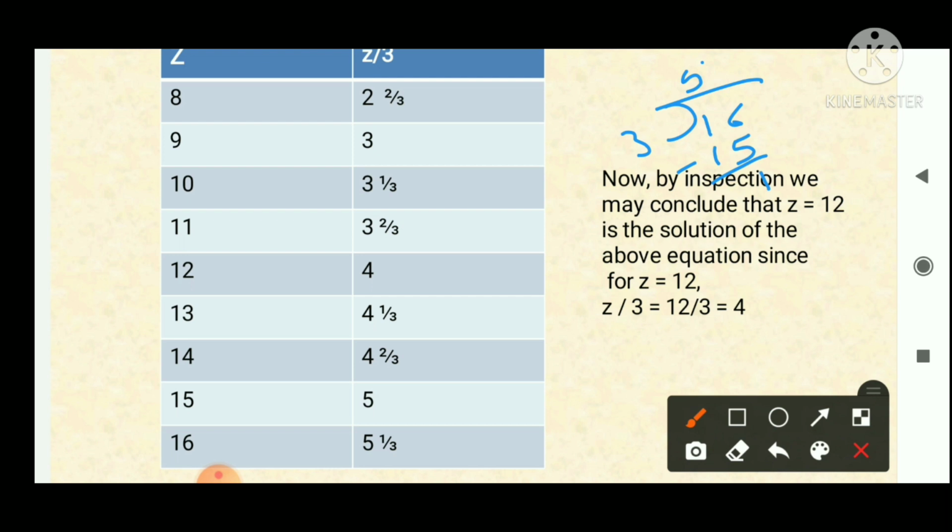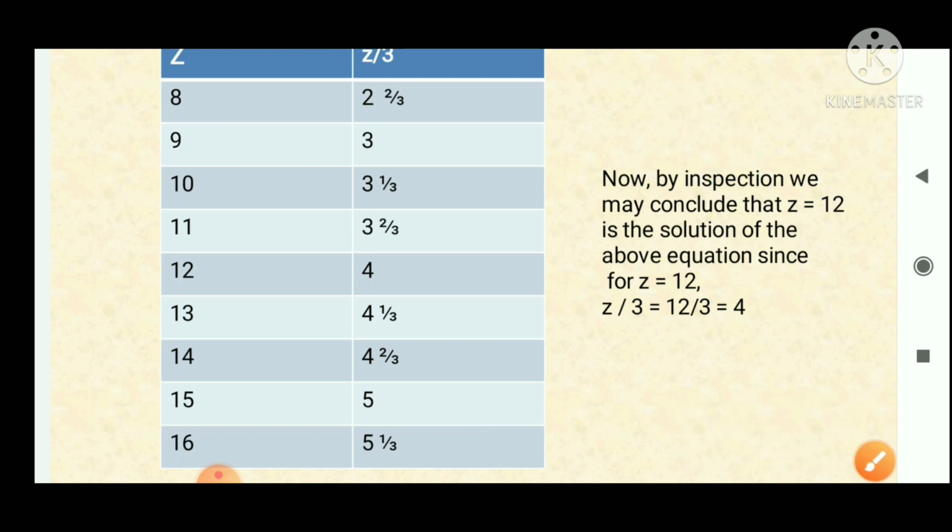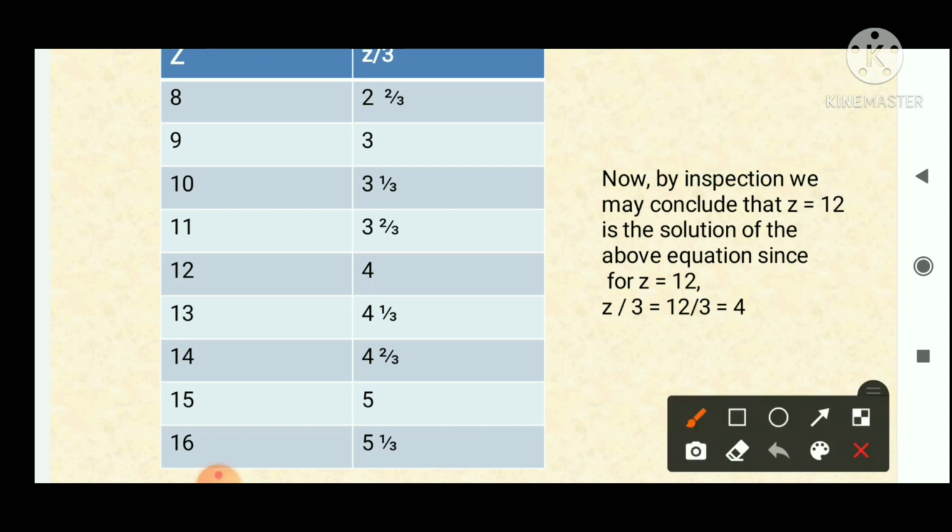16 minus 15 is 1, so we write quotient 5 in the whole number place, remainder 1 as the numerator, and divisor 3 as the denominator. We get 5 1 upon 3. So now by inspection we may conclude that z is equal to 12 is the solution of the above equation.